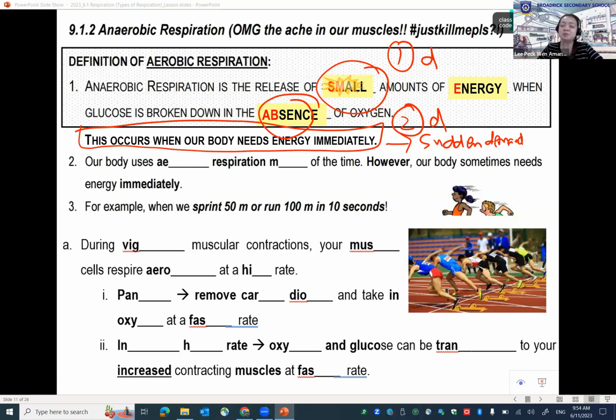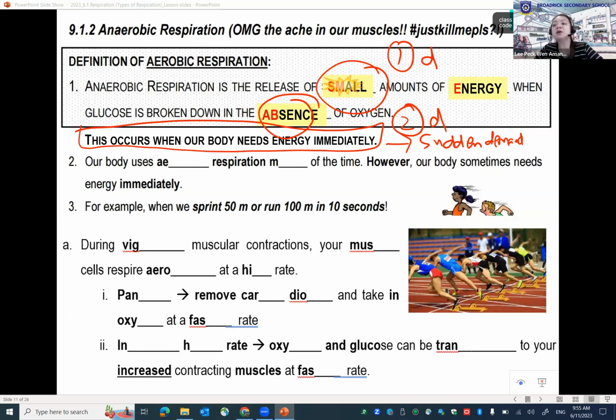So anaerobic respiration, if I were to give an analogy, is a little bit like a loan shark. If you need a lot of money and you need it in a short period of time, you won't go to the bank, because if you go to the bank, you have to fill up different forms and you have to wait like 7 working days, or depending on how much money you borrow, you might have to wait for 2 or 3 months for them to approve your loan. But if you need it in a short period of time, you probably take the easy way out and ask a loan shark.